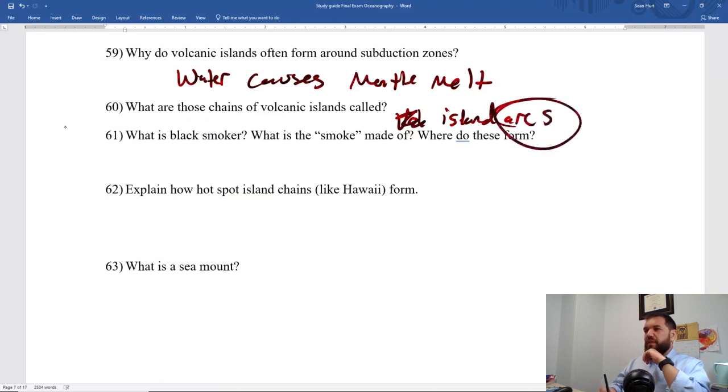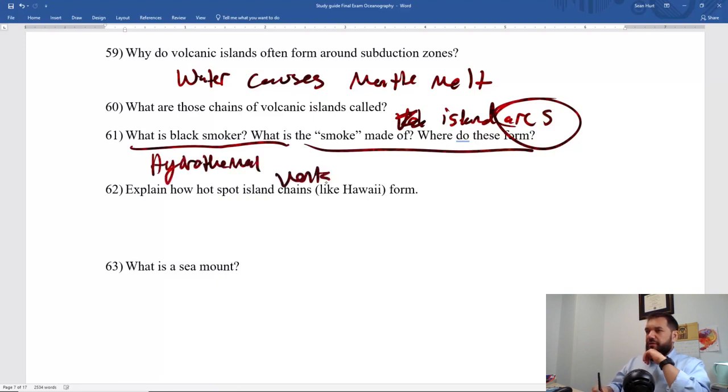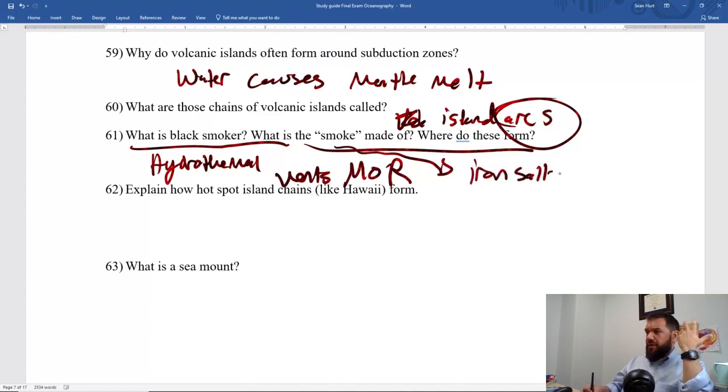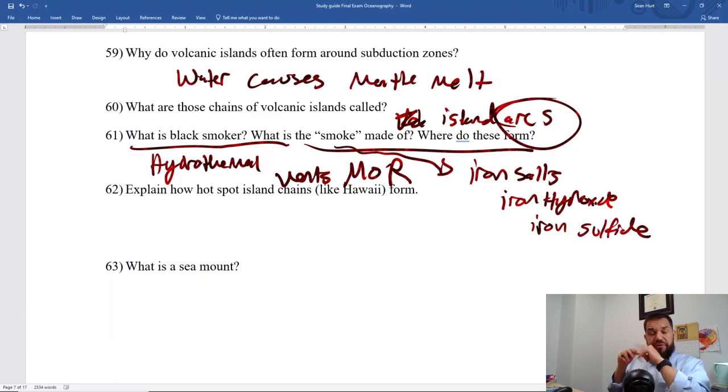Okay, arcs. Black smokers are the hydrothermal vents that you find at mid-ocean ridges. Okay, the smoke is made out of a lot of iron salts, especially iron hydroxide and also iron sulfide. So that smoke you see is really precipitation. It's precipitated grains. And that becomes eventually hydrogenous sediment, as you know.